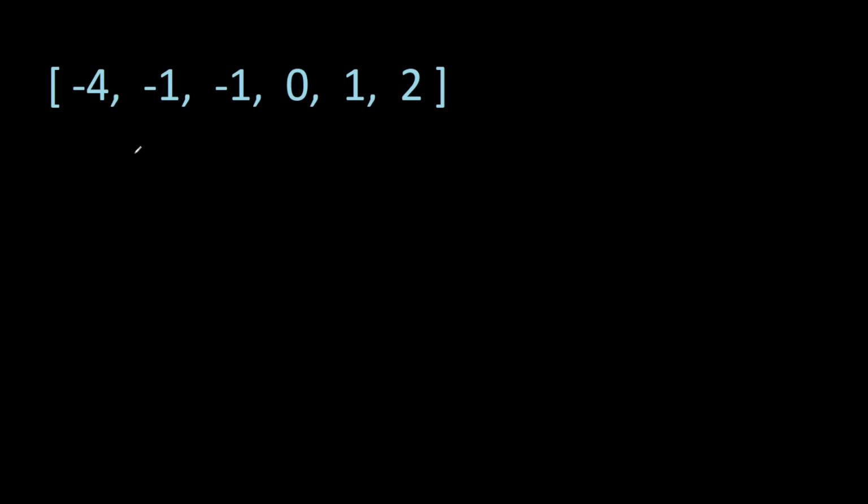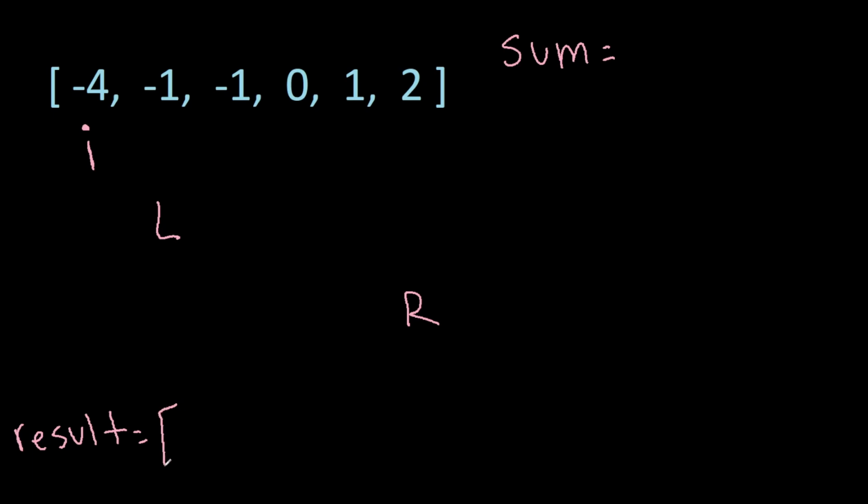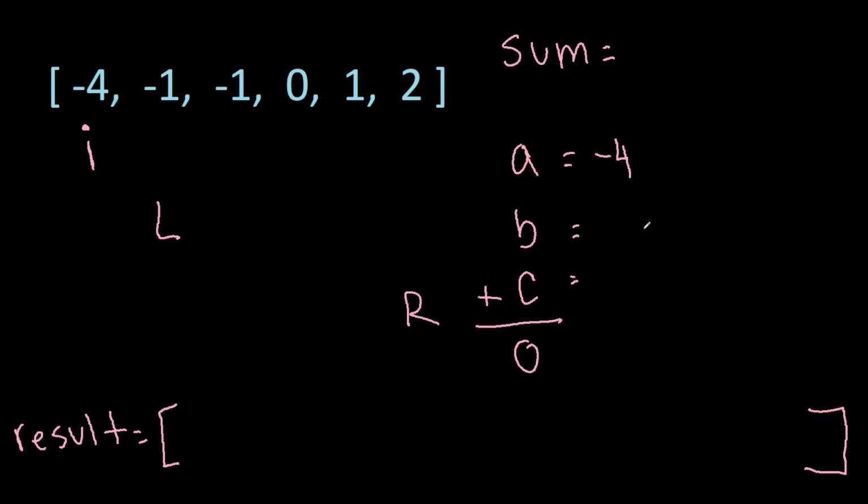The way that we want to apply 2Sum II to this is that we will have one pointer here, which is i, and we'll have our left pointer here and our right pointer here. Every time we're at i, we'll find with left and right every single possibility that will add up to a triplet. Here we have our sum variable. We also have our results array. And essentially, we want to find where a plus b plus c is equal to 0. And in this case, a is at -4, L is at -1, and R is at 2.